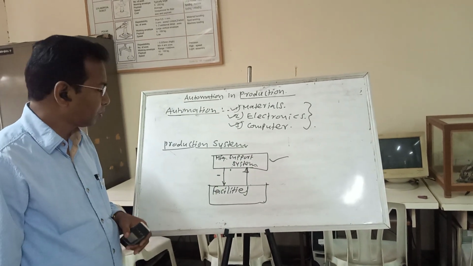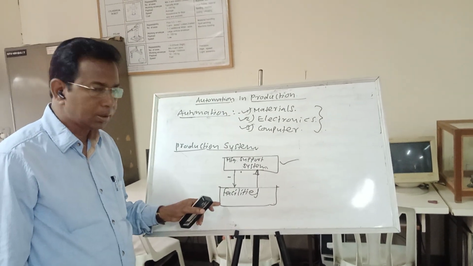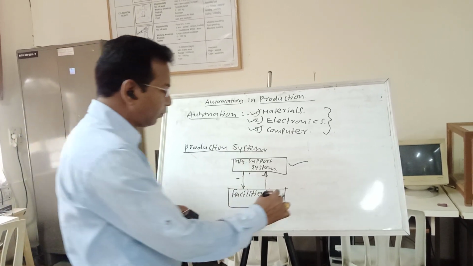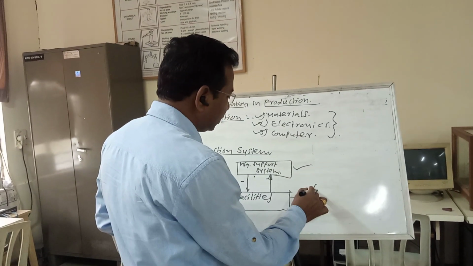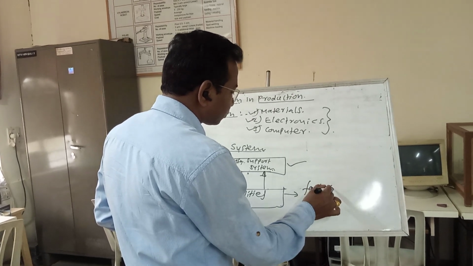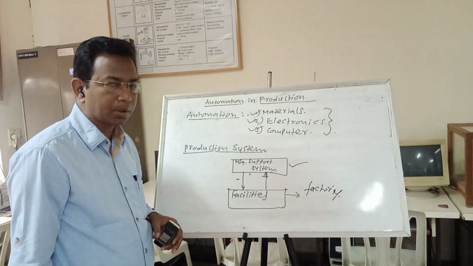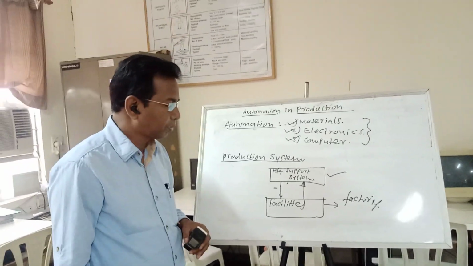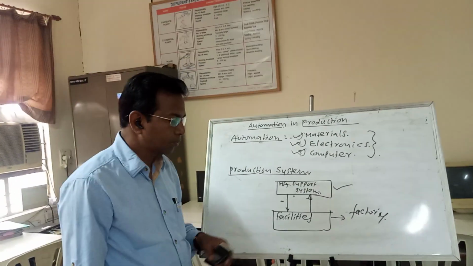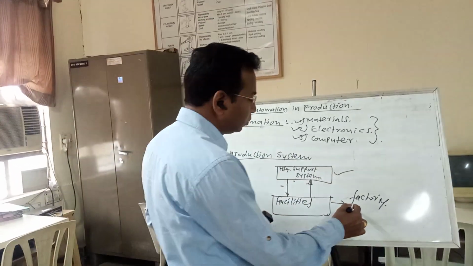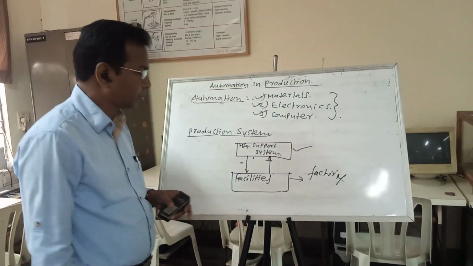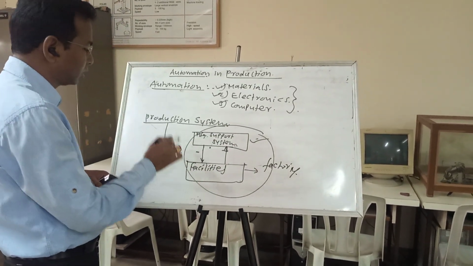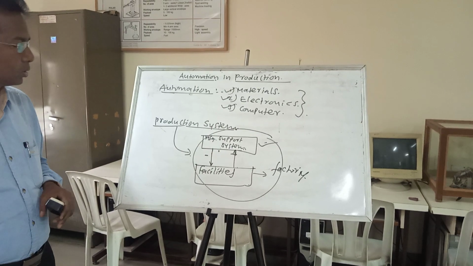The second part of the production system is called the facilities. Which types of facilities must be available? Factories. A factory is very much essential for the production system; without a factory, parts can't be produced. The second one is the equipment. Equipment is also essential for the production system. And this complete set is also called the production system.